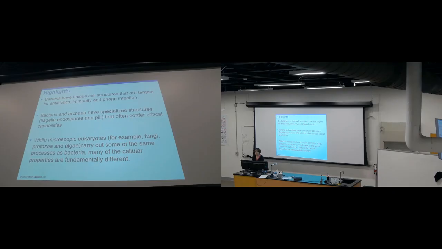We don't have endospores in eukaryotic cells, of course. And this helps the bacteria to survive even after the bacteria has died, because the endospore is a dormant form of bacteria. So another highlight is that while microscopic eukaryotes like fungi, protozoa, and algae have some structures similar to bacteria, many of these cellular processes are fundamentally different.